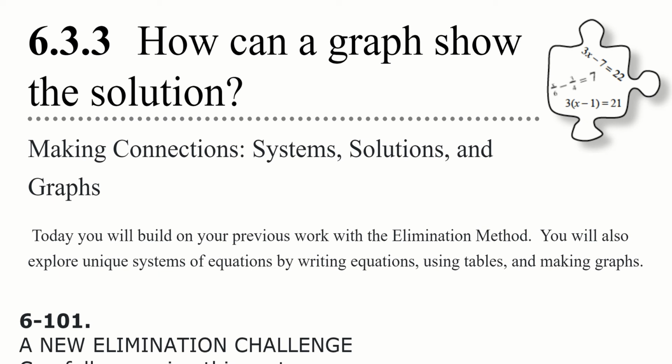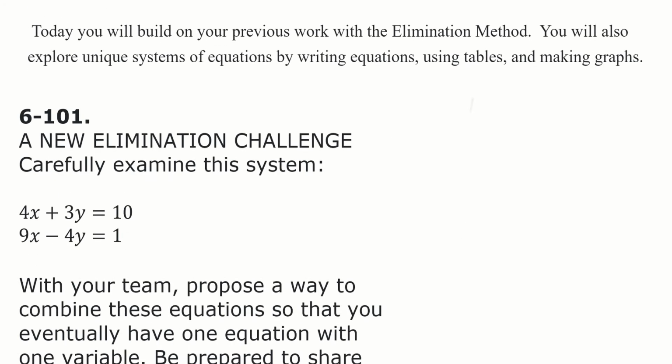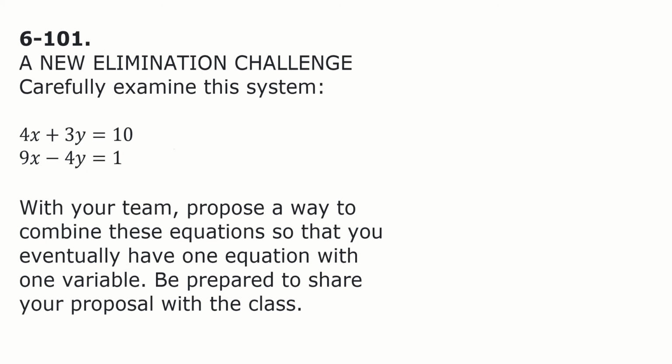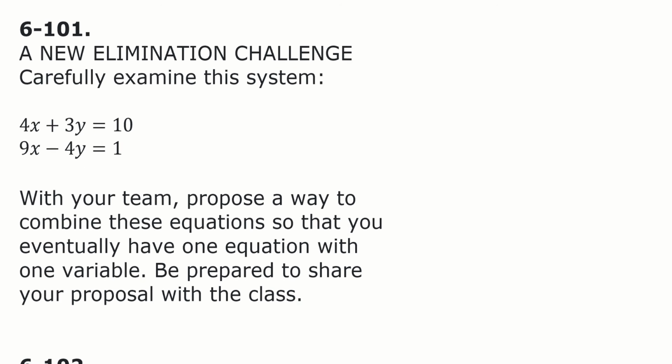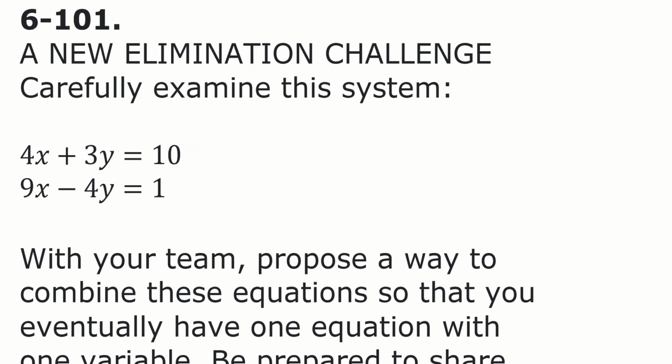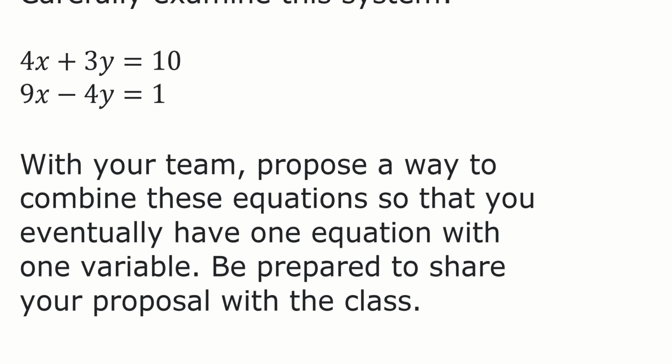We're going to continue to work with this idea of elimination, and we're going to look at some systems that are kind of unique. These are not the typical systems you have, but we need to be aware that these things can happen. So number 101, this is the first item that we have. The first item is a new elimination challenge. Carefully examine this system. Unfortunately, we're not sitting in teams, but if you want, you could pause the video and chat with someone and talk about things that you could do to solve this particular system.